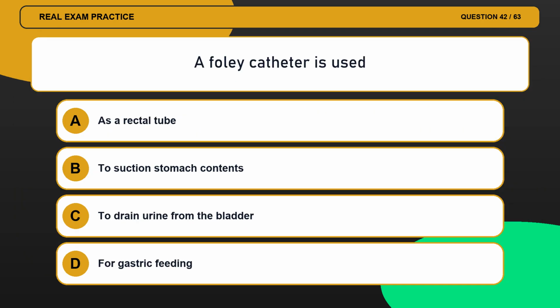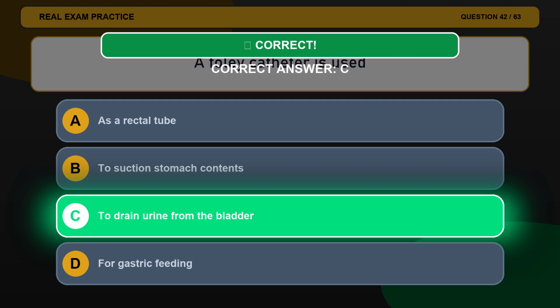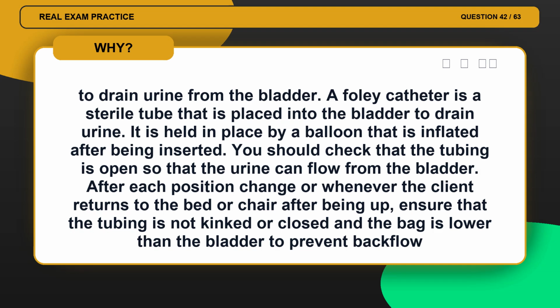Question 42. A Foley catheter is used, option A, as a rectal tube, option B, to suction stomach contents, option C, to drain urine from the bladder, option D, for gastric feeding. The correct answer is option C, to drain urine from the bladder. A Foley catheter is a sterile tube that is placed into the bladder to drain urine. It is held in place by a balloon that is inflated after being inserted.